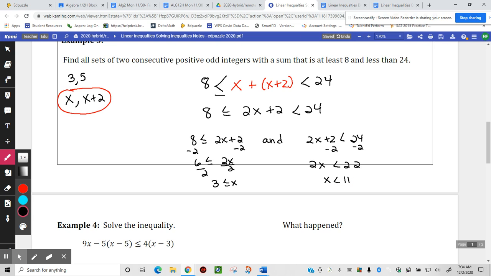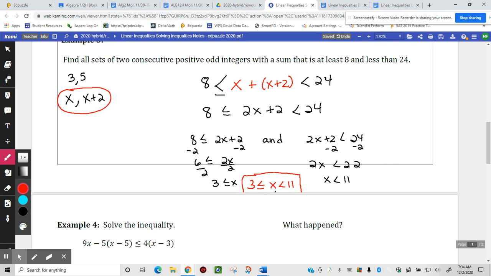So x has to be both things here. x has to be bigger than or equal to 3, but less than 11. So x has to be less than 11, but greater than or equal to 3. Perfect. Okay, so you get that answer, but wait a second.